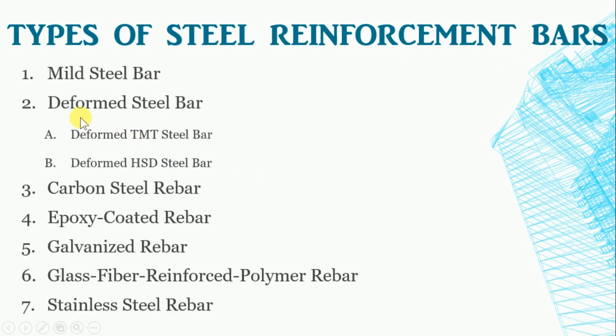So, what are the different types of reinforcement bars? Mild steel bar. There are two different types of deformed steel bar. The first one is deformed TMT steel bar and the second one is deformed HST steel bar. Then carbon steel rebar, epoxy coated rebar, galvanized rebar, and lastly glass fiber reinforced polymer rebar. So let's understand this one by one.